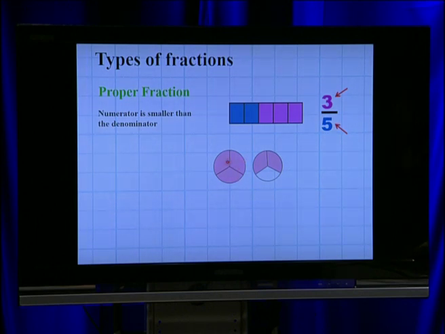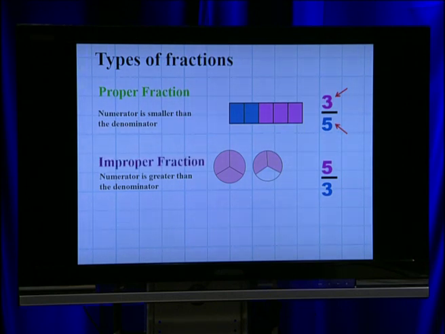1, 2, 3, 4, 5. So we have a total of 5/3 which has been shaded. Now if you look at this, you will see that the numerator is greater than the denominator. It is different from the fraction that we have written above. This type of fraction whose numerator is greater than the denominator is called an improper fraction.